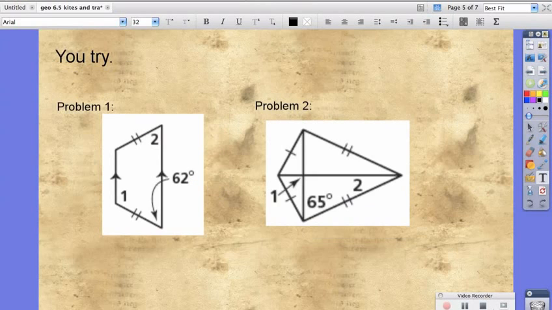Now it's your turn. Try these two problems, put them in your notes, and we'll talk about them tomorrow in class. That's all for now.